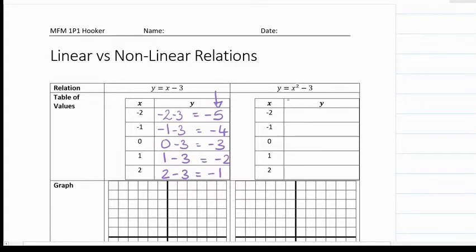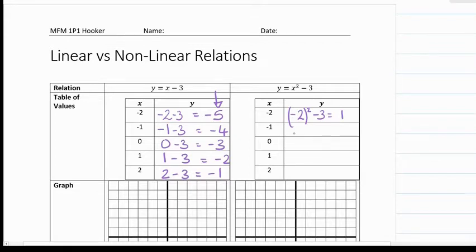On to this relation, y equals x squared minus 3. When x is -2, this is where you have to be careful. It is not -2 squared. We have to make sure we put a bracket around that -2 before we square it. It makes a difference in the final answer, because that gives us 4. -2 times itself is 4. 4 minus 3 is 1.